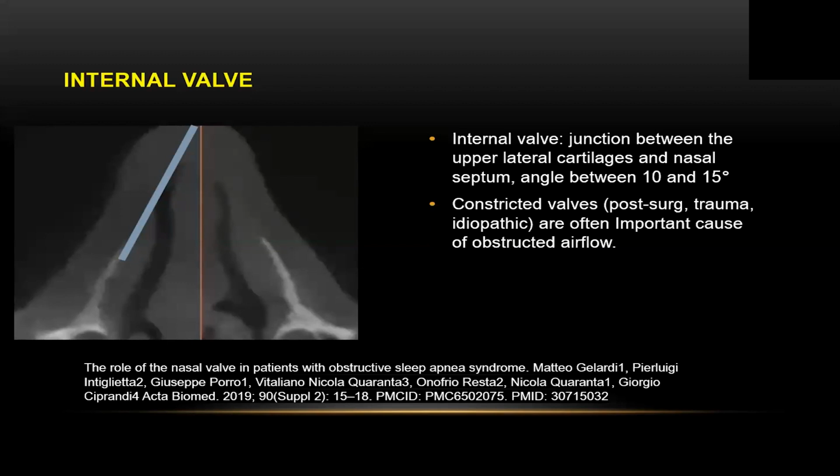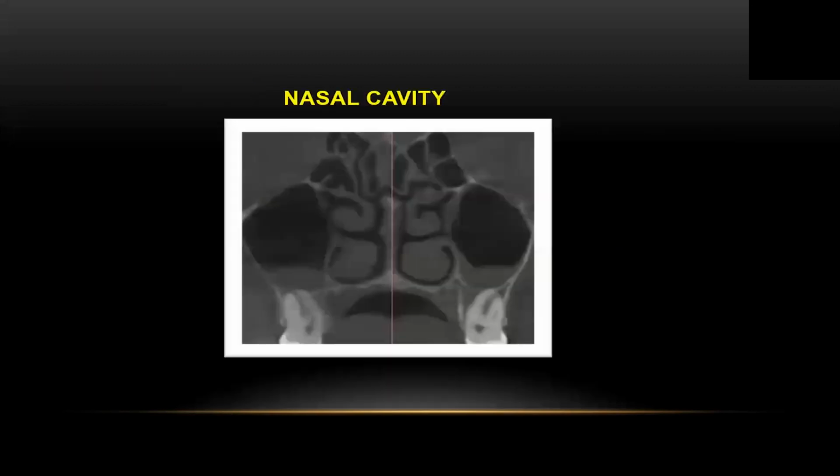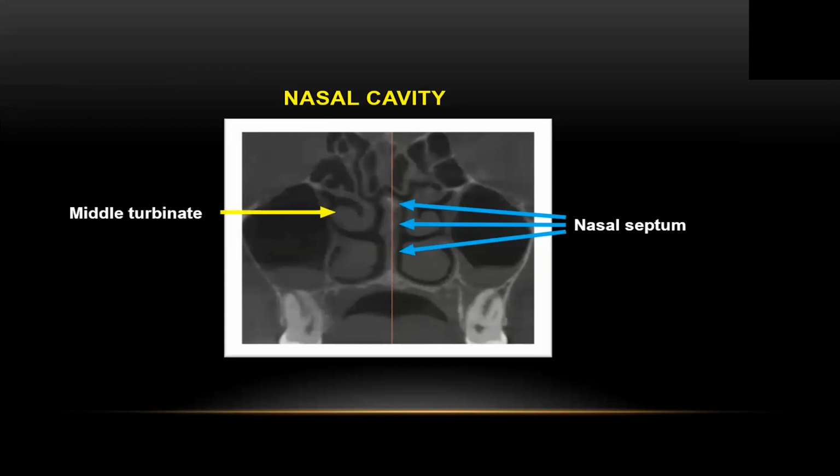So in addition to the airway measurement numbers, we should also look at the internal valve. In the nasal cavity, we should look at the nasal septum, whether it is deviated or not. We should also look at the turbinates. So this will be the middle turbinate, really easily visible on the scan. And this structure will be the inferior nasal turbinate.